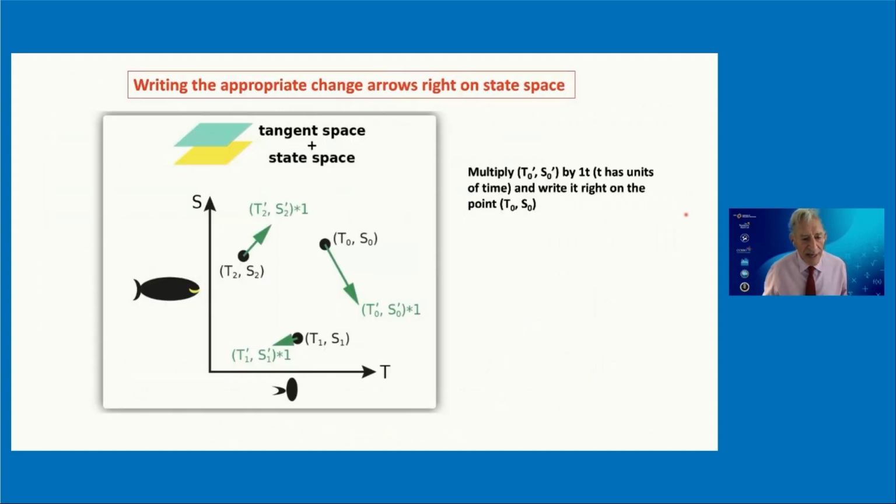Then we take those change arrows. This has the units of tuna per unit time, sharks per unit time. But we multiply it by 1 with the units of time. And that gives us something in sharks and tuna. And we can then write that change arrow right on the point T0, S0. So now we have a field of change arrows. And those change arrows are going to be like Google Maps or Siri. They're going to say, if you are at point T0, S0, head in this direction at this speed.